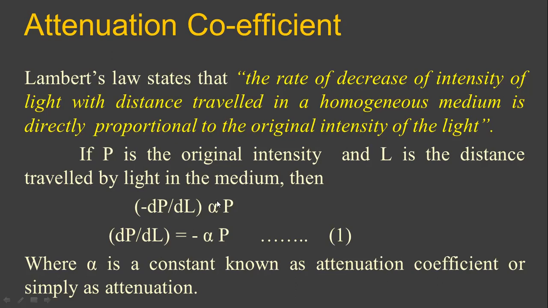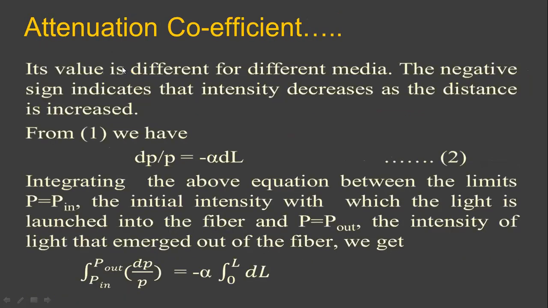So you can remove this proportionality sign by putting an equal sign here. So it becomes dP by dL equals minus alpha into P, where alpha is a proportionality constant. This is known as the attenuation coefficient, or simply as attenuation. Its value is different for different media. The negative sign indicates that intensity decreases as the distance is increased inside the fiber cable.